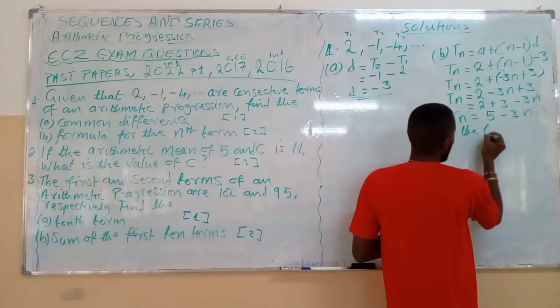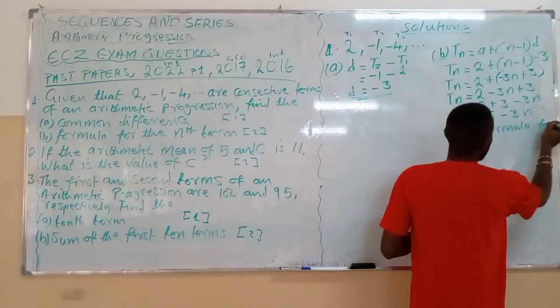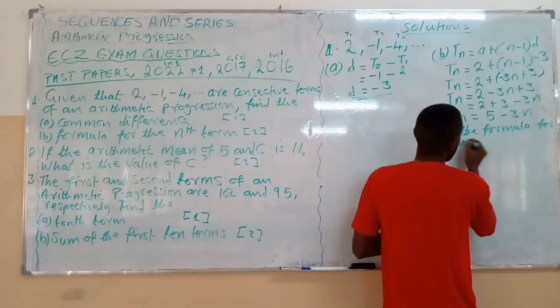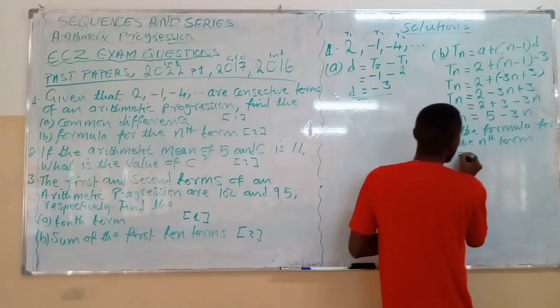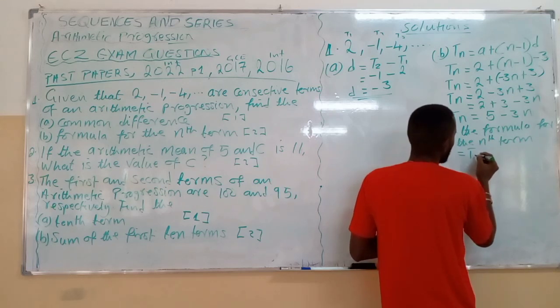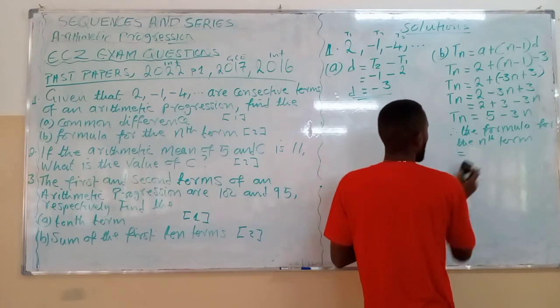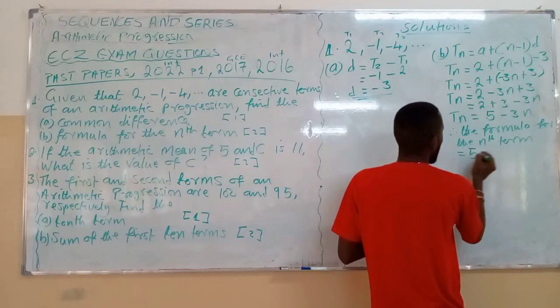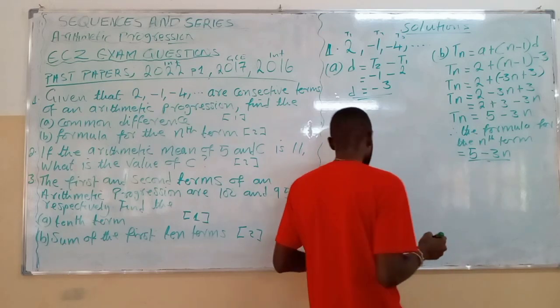Therefore, the formula for the nth term, Tn, is simply 5 minus 3n. That is the formula. You are done.